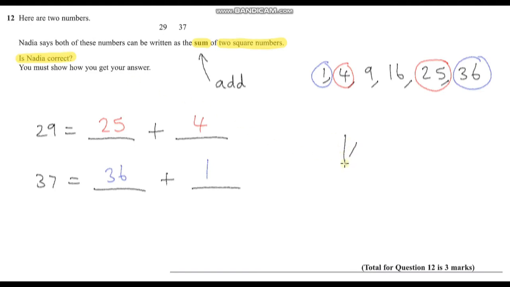So we need to answer the question, is Nadia correct? Well, yes, she is correct. It says you must show how you get your answer. I've already done that. This is perfectly acceptable. I don't need to write an explanation. You can see, or the examiner can see, that I've found both numbers by summing together 2 square numbers.